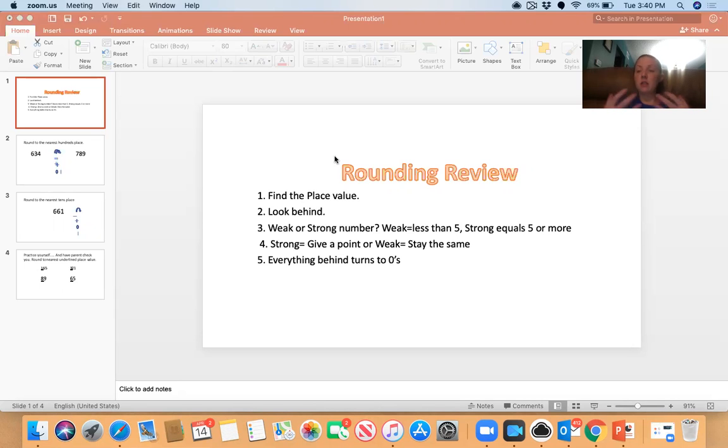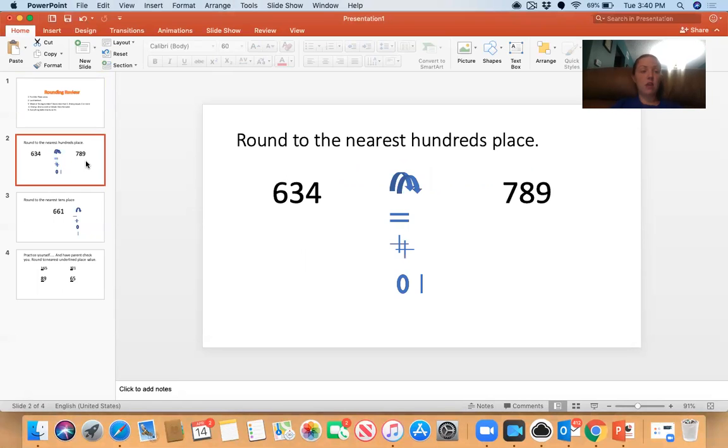I just explained that by talking, so now I'm going to show you using numbers and a visual to remind you of the steps. Remember, our first step is to figure out what place value we're rounding at. This says round to the nearest hundreds place. I want you to take a second and look at the first number. The number is 634. Which number is in the hundreds place?